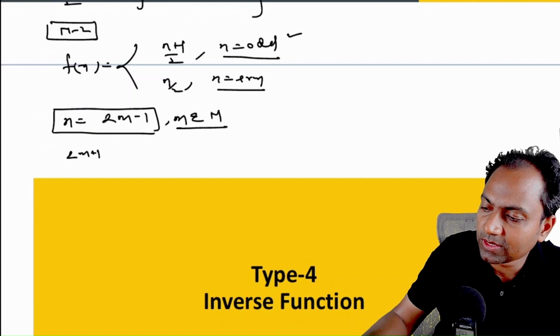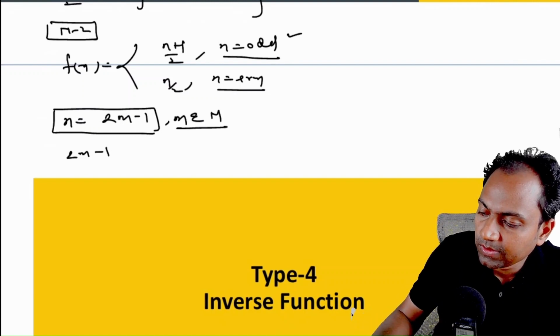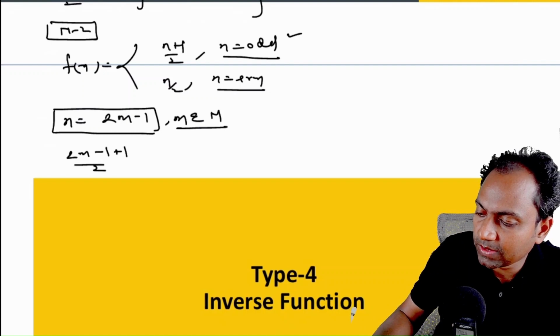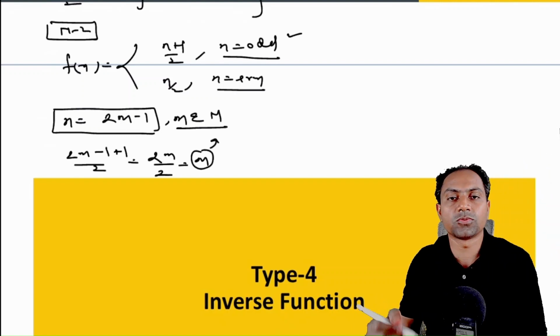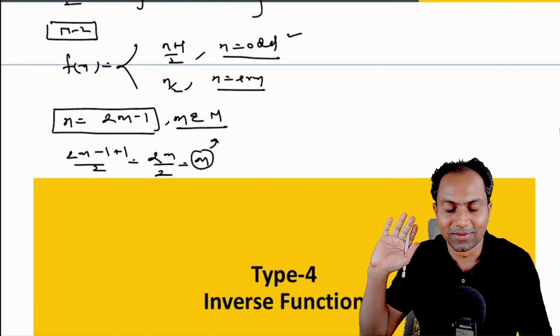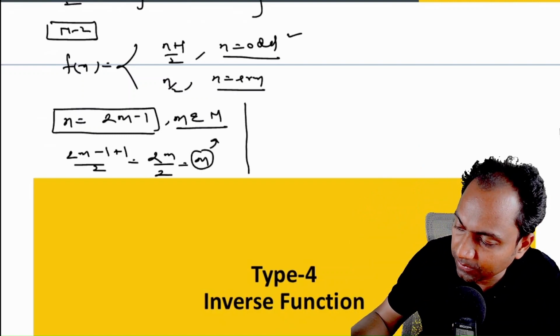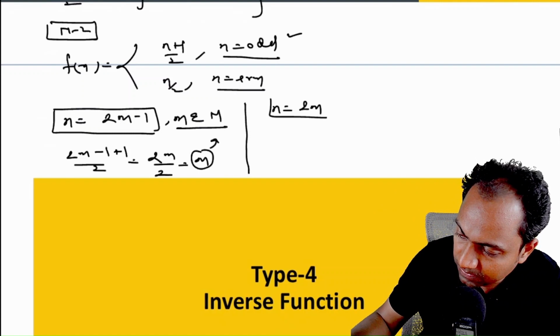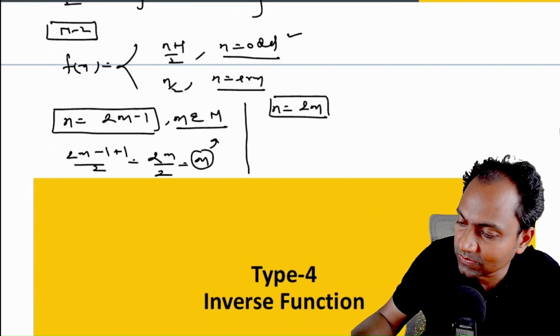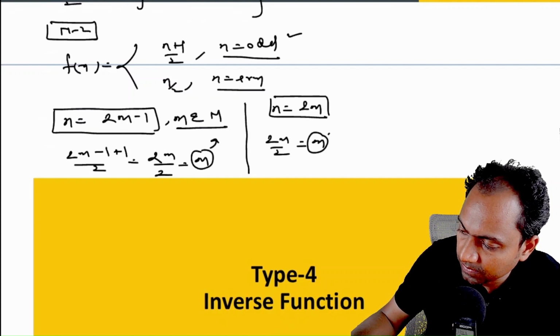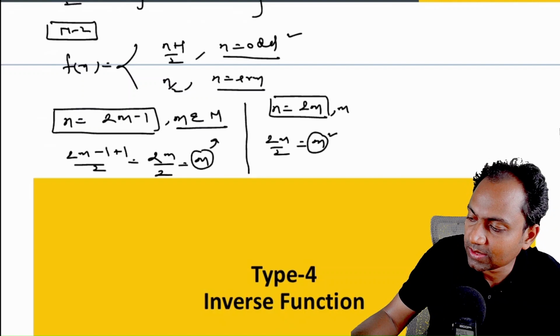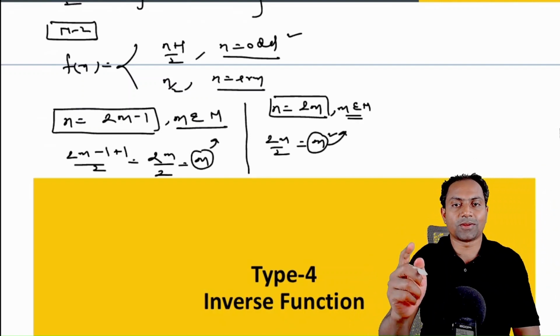So if I put this as 2m minus 1 in place of n, then n plus 1 by 2 gives 2m by 2. So the answer is m, and m is nothing but a natural number. So you can see that all your codomain got covered. You can further verify by putting another value, that is the even value, 2m. Now if you put this value, your answer comes out to be 2m by 2, which is m. And here m is again a natural number. So you can see that again our codomain and range are coming out to be the same.